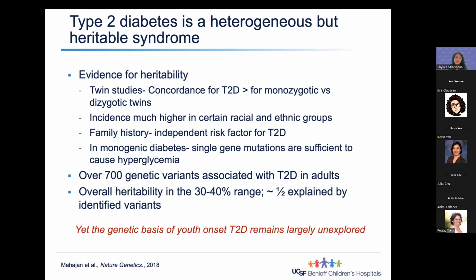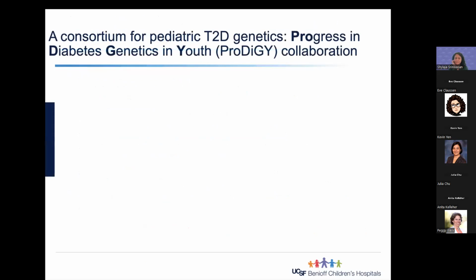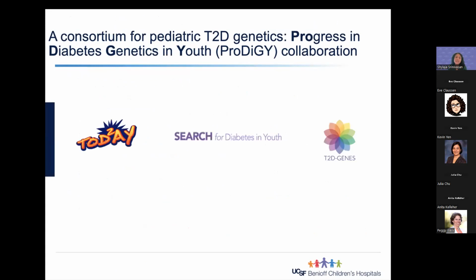We know that there are phenotypic or clinical differences between pediatric and adult onset diabetes, but until recently, we knew very little about the genetics of type 2 diabetes in children. I had the good fortune, when I was a fellow in pediatric endocrinology, to be involved in the inception of the ProDIGY consortium, and I continue to be involved and now lead it. It is a consortium developed to study pediatric type 2 diabetes genetics and genetics of related traits, and it is made up of 3 different study groups.